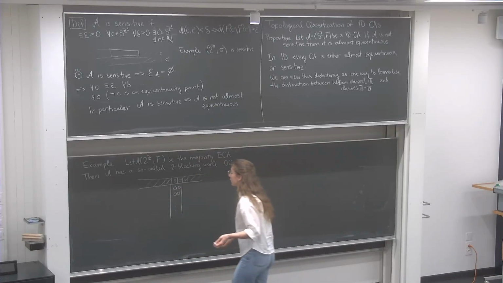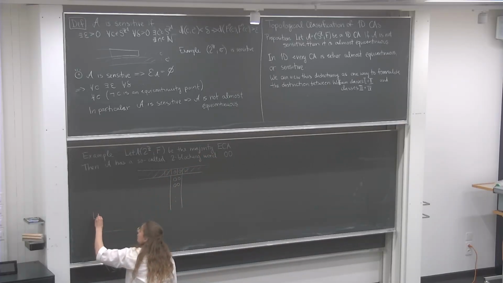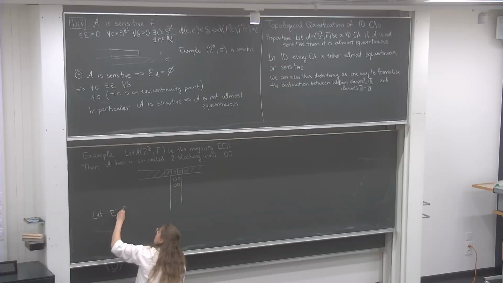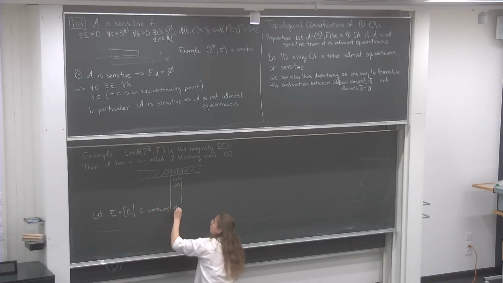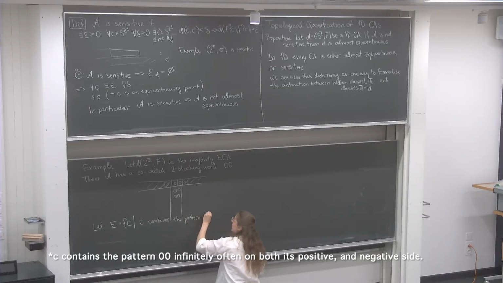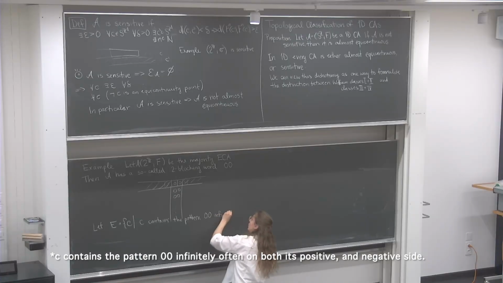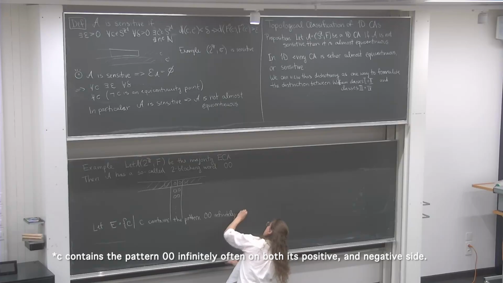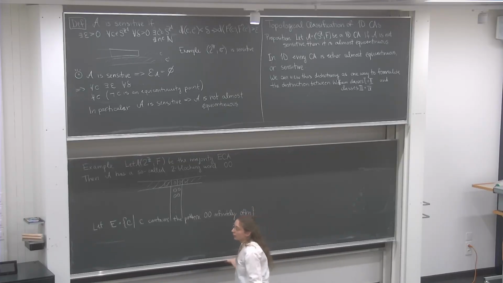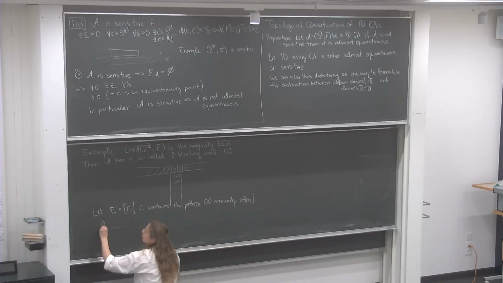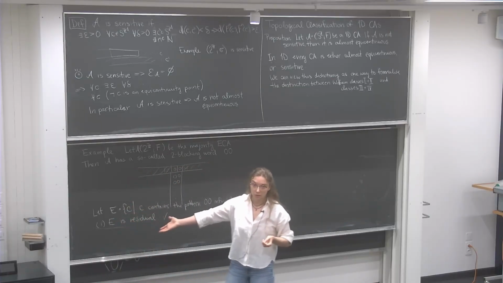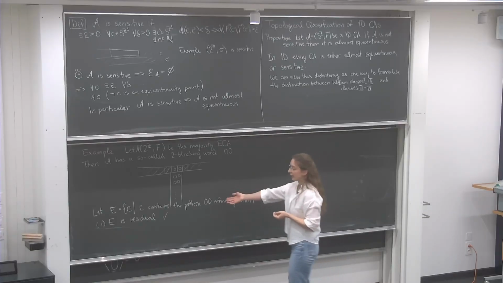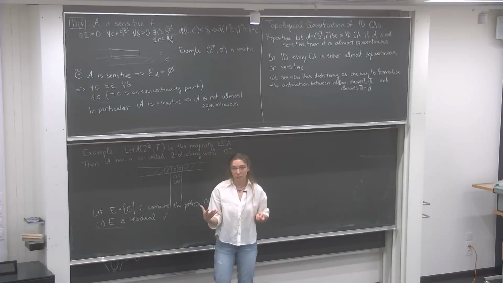In fact, it's a very simple argument. Let E be the set of configurations C such that C contains the pattern 0, 0 infinitely often. Then there are essentially two claims. First, E is residual. This should be clear because it's the exact same argument as the example I just showed you. You will again be able to decompose E into an intersection of countably many conditions.